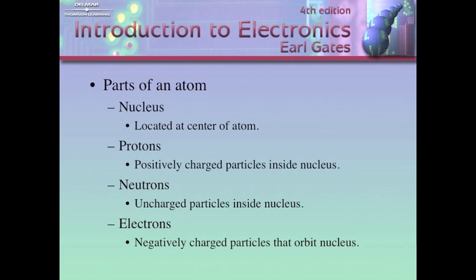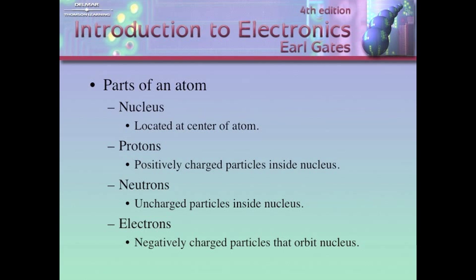We're concerned not only with the elements, but with what makes up the elements. And what makes up the elements in the pure form are atoms. And we're not only concerned with the makeup of atoms, but with how the atoms are put together. The first part of the atom is the nucleus. The nucleus is located in the center of the atom. This includes protons, neutrons, and electrons.